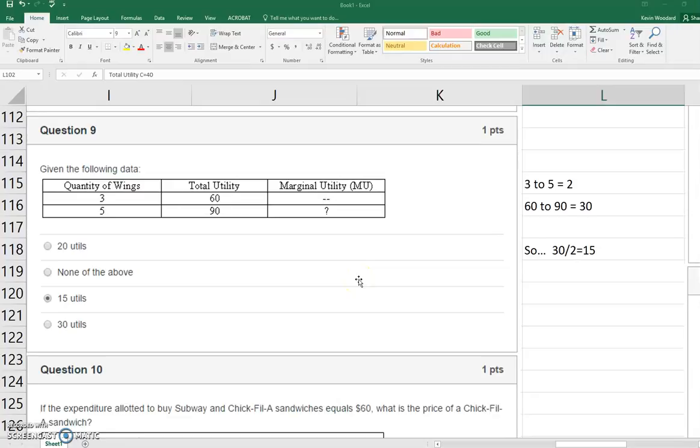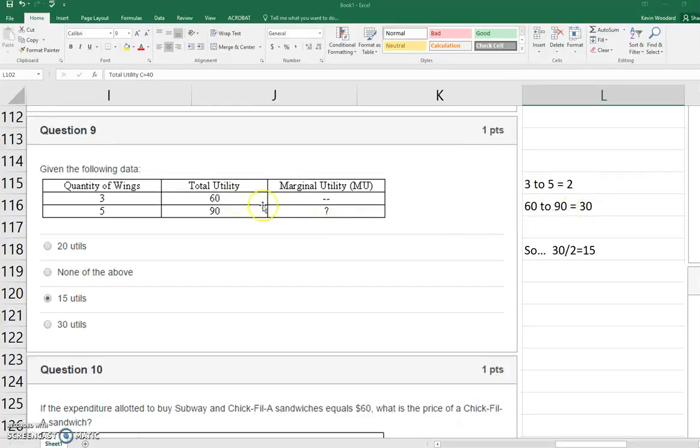Question 9, given the following data, and as we look at this, the question is built in, and some people are like, well, what do we do? Well, here's what it is. We have to solve for this question mark right here. Obviously, we're not going to have marginal utility here in the beginning because there's no change. So let's start taking a look at change. So from 3 to 5, we end up with a change of 2. And from 60 to 90, we end up with a change of 30.